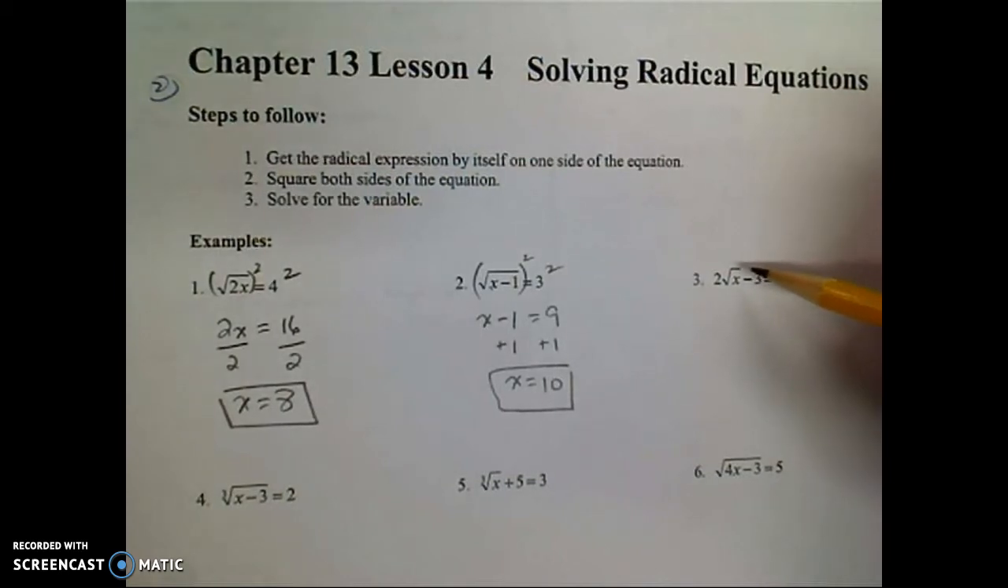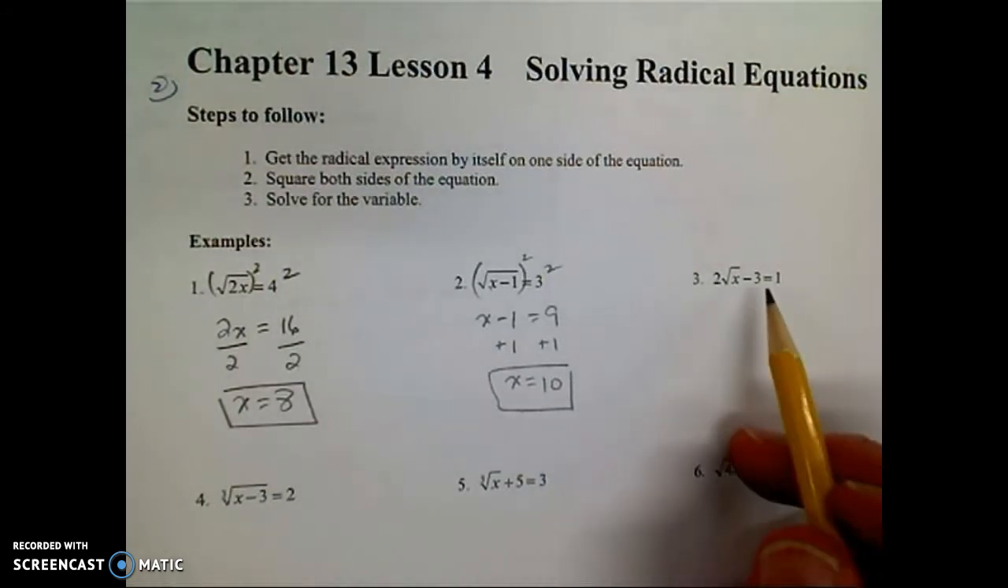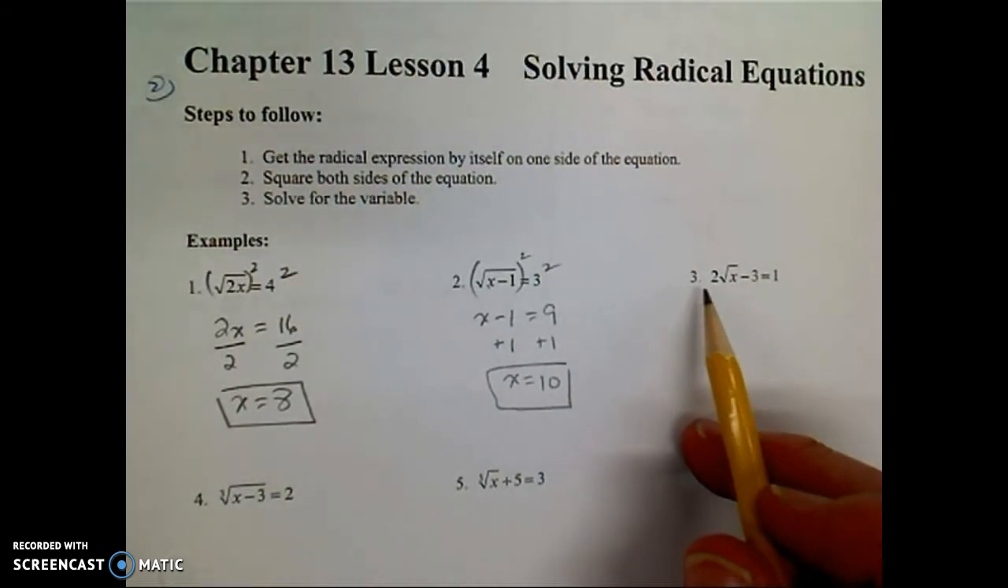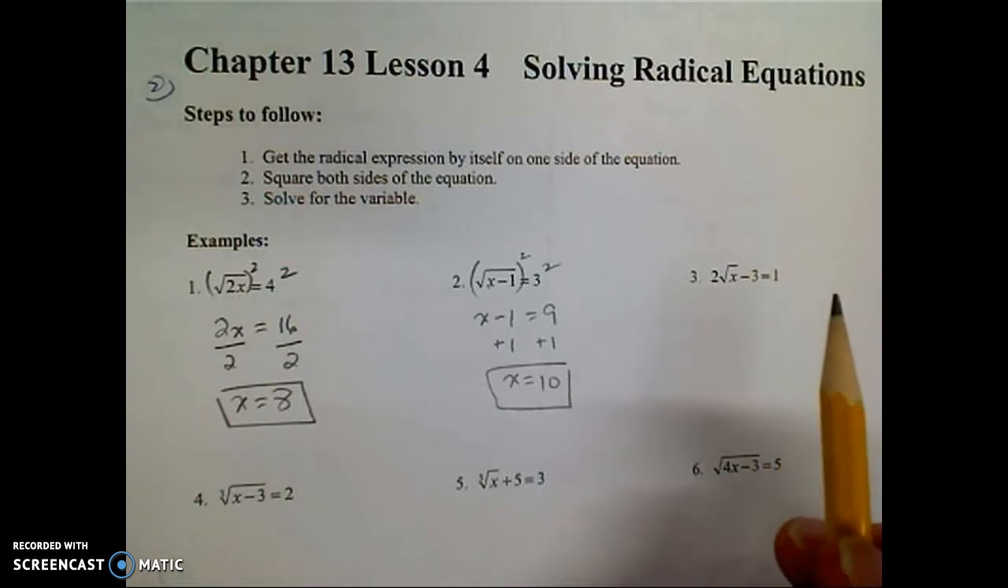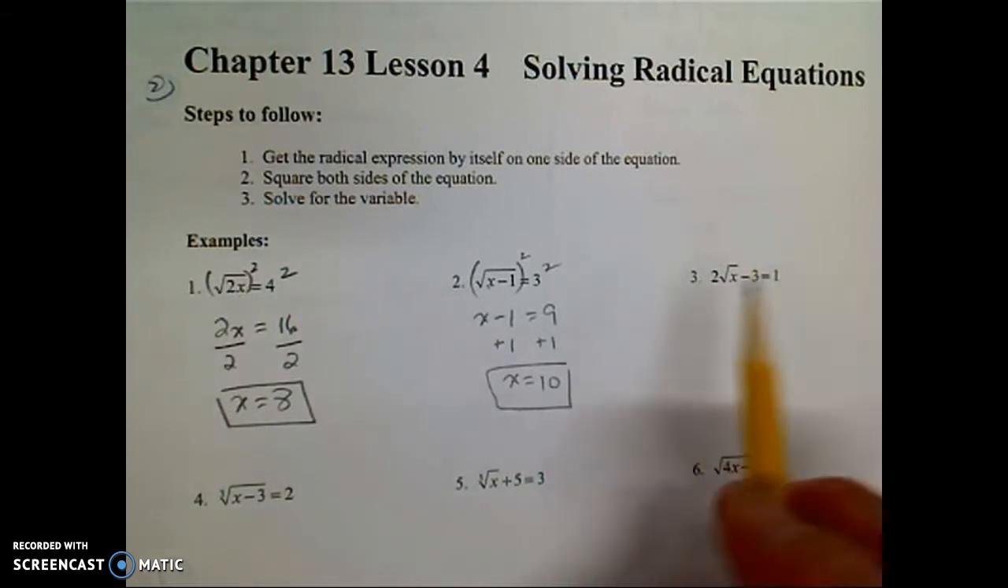What if the radical is not already by itself on one side of the equal sign? You want to pay close attention here. This radical sign only sits over the x. The radicand is x. The negative 3 is outside the radical. The times 2 is outside the radical. So we have two different steps we need to take to undo before we can get the square root of x by itself, and then square both sides.